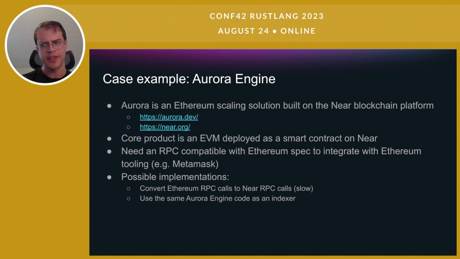So there's an obvious implementation for how to do this. We know that this thing is deployed on Near, and Near has its own RPC. So you can imagine a proxy which translates Ethereum RPC requests into the corresponding Near RPC request that's talking to the Aurora contract, and then translates the response back. But as we've mentioned, this is quite slow. It involves multiple network hops, and so you may end up with higher latency than you want.